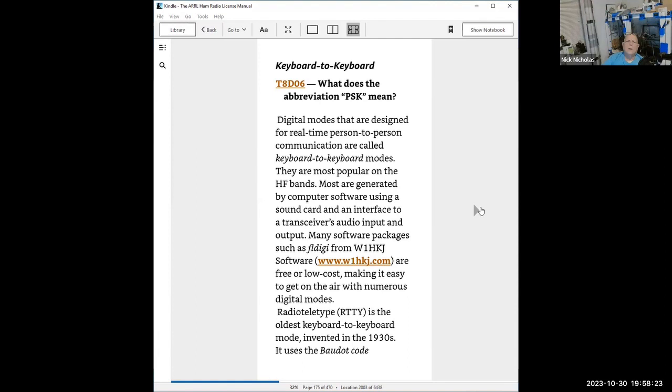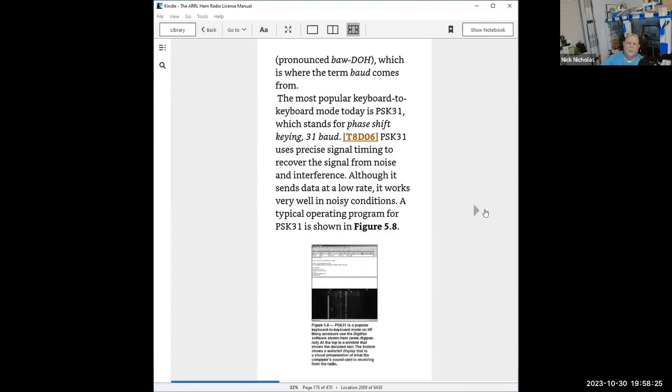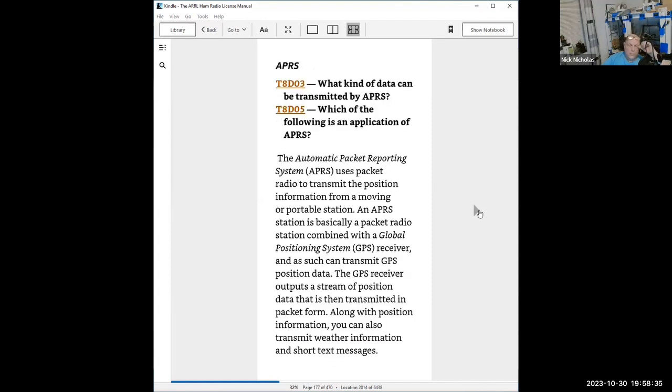I'm not going to go through every single type, but they're pretty much the same, the different modes of digital. And you'll find that one or two or three or maybe all of them will be appealing to you.